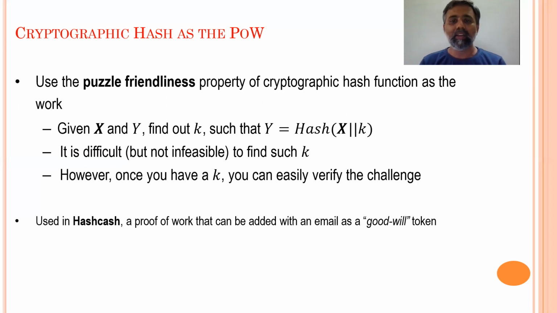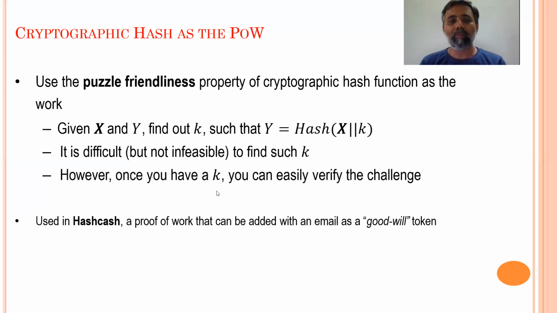Definitely this work is not an easy work. It is a difficult one, but not infeasible. If I say Y is given and you have to find X, then it is infeasible. But as a certain part of the message X is also given, and you have to find this K, it is not infeasible. So this is one example for the proof of work. We can propose this work.